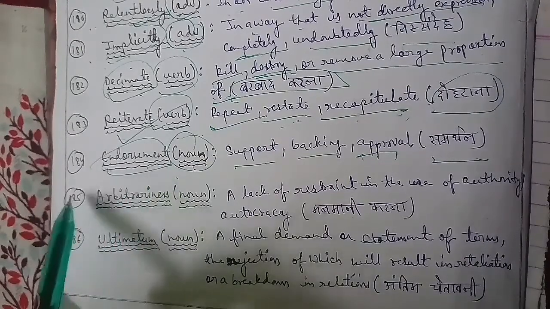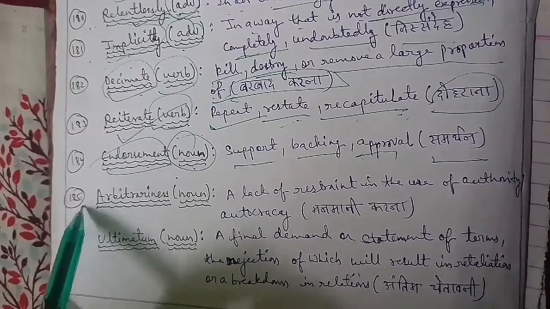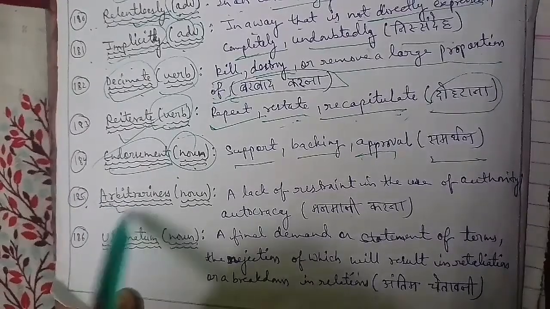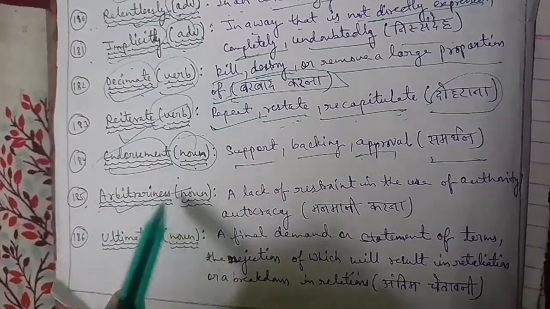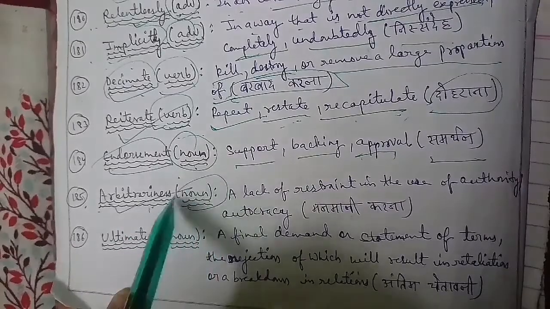Now moving on with the next one, we have the 185th word, that is arbitrariness. Arbitrariness is a word that is used as a noun.